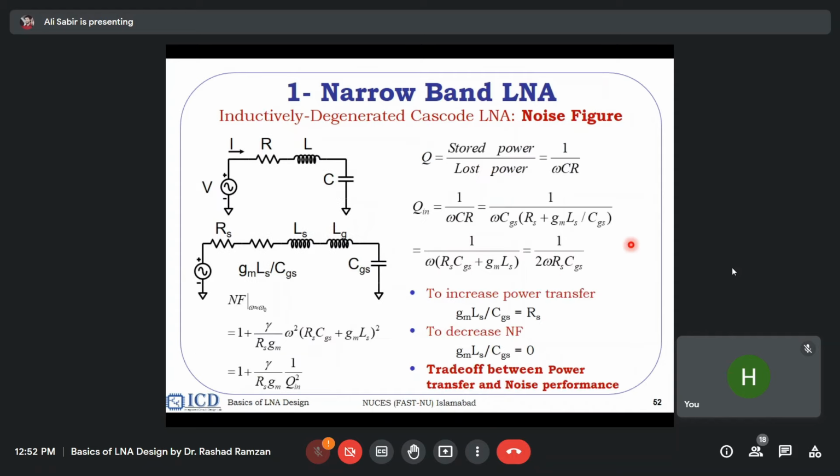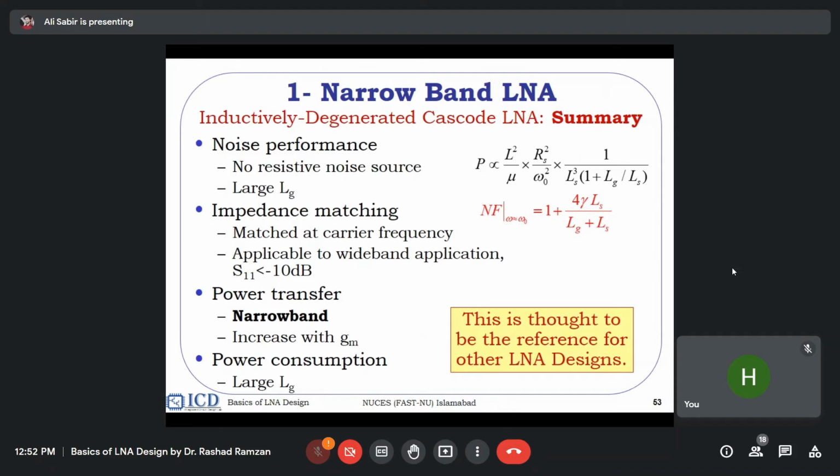So now this is a load network, and the load network, when we do the matching, this response will be a narrowband response, and if the load network has a Q, which is 1 over WCR, then we have a response on the top, which is not flat anymore, but it will give us a resonance response.